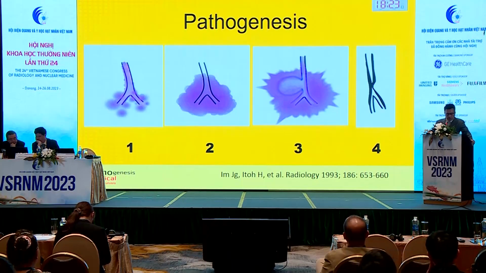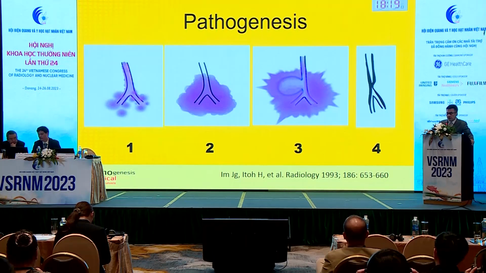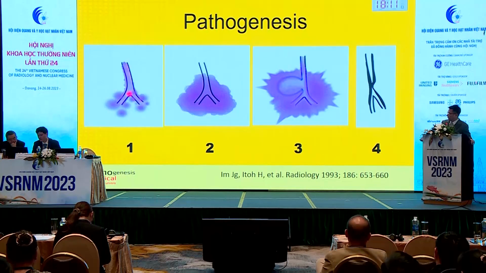From that article, we can group the CT findings into four groups, four stages. Number one is the centrilobular nodules, the earliest stage of the disease. Then, as the disease progresses, you can see bronchocentric consolidation, a triangular or wedge-shaped consolidation surrounding the diseased bronchiole.